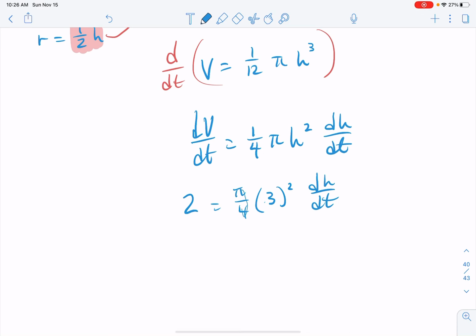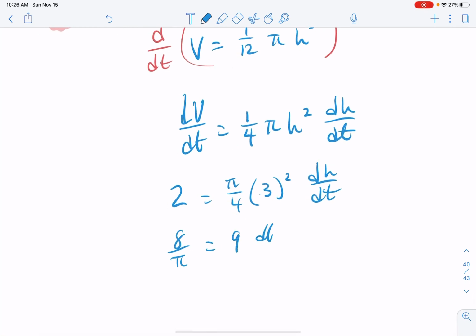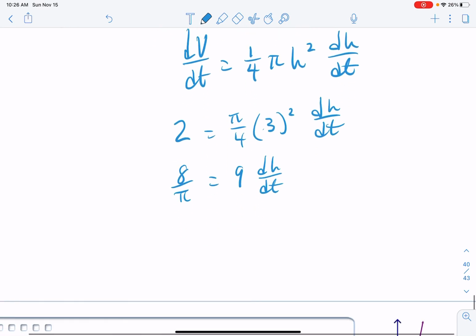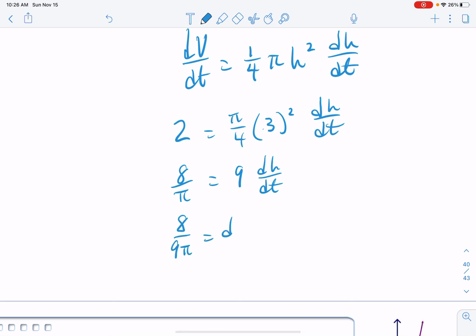I'm going to multiply by the reciprocal of this. That's going to put an 8 up here over pi. So I got 8 over pi is equal to 3 squared, 9, dh/dt. What an absolute mess. Okay, and then divide by the 9, and it's going to go down on the bottom with the pi. So I have 8 over 9 pi equals dh/dt.